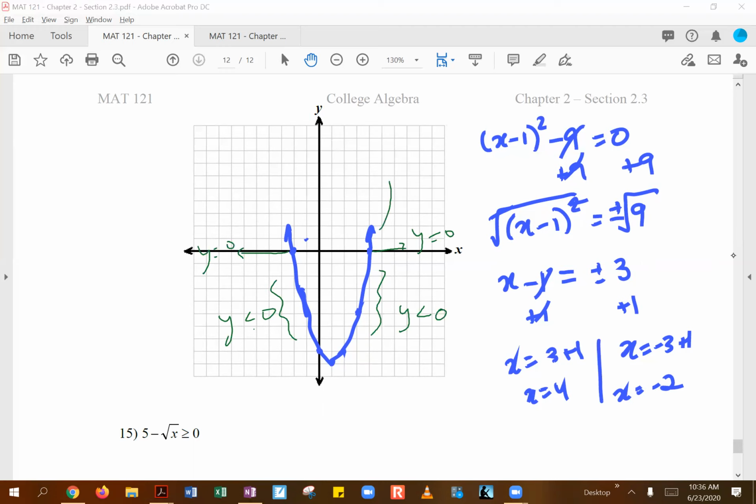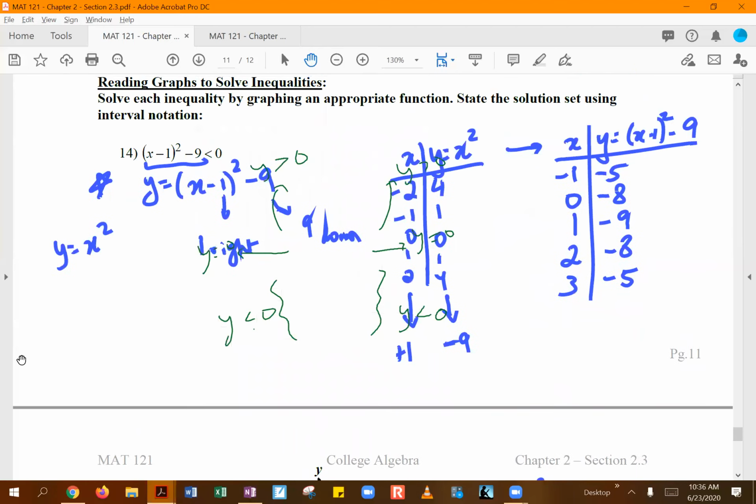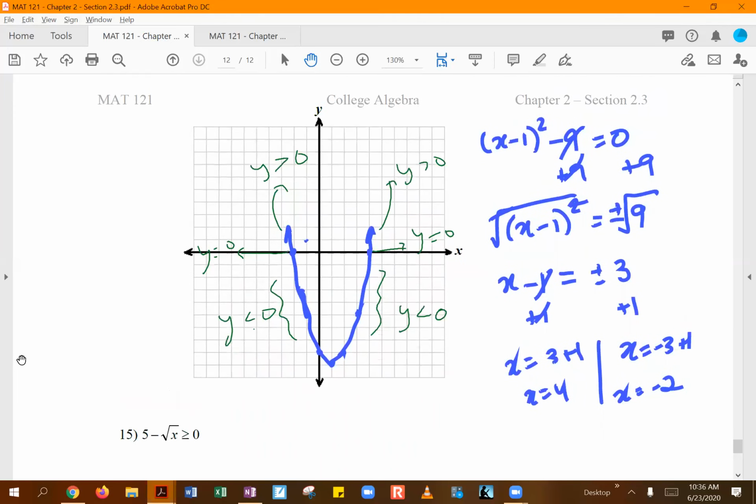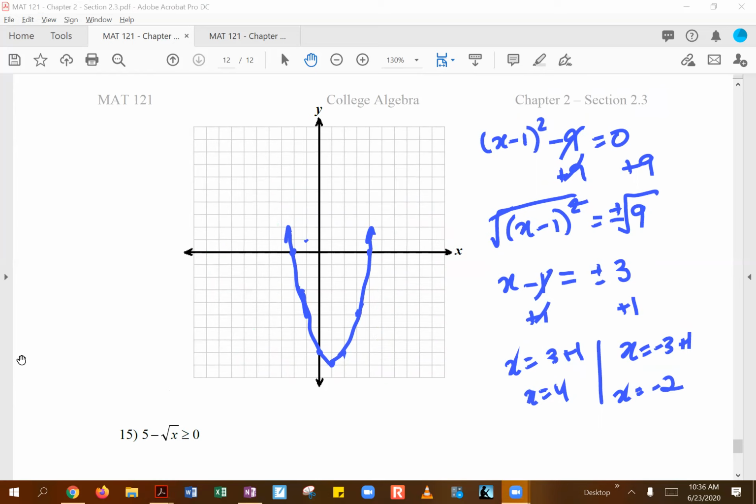And then above the x-axis is where y is positive. So they are interested in where your inequality is going to be less than 0, and of course, that happens right at that level below the x-axis. Which means when you're looking at the solution set for this, you have to use the interval notation that goes from this point right over here, which is our ordered pair -2, 0, to this ordered pair over here, which is 4, 0.